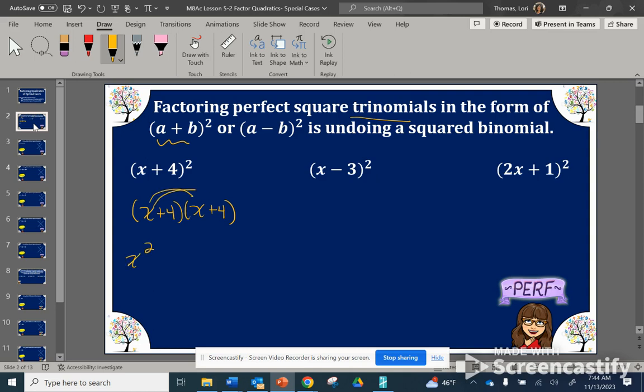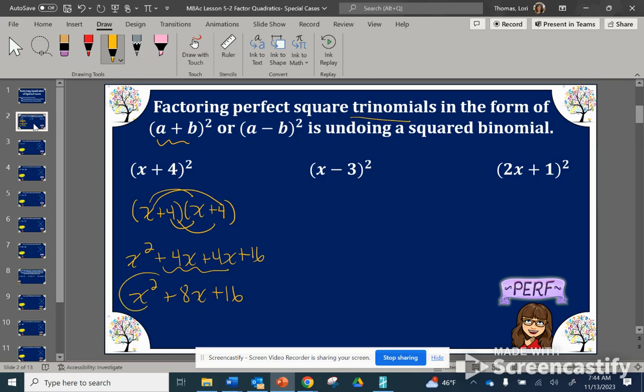So we multiply the x times x and x times 4. Then we distribute the 4. Notice the middle terms are exactly the same. That is going to happen every time. And so we have created a perfect square trinomial.